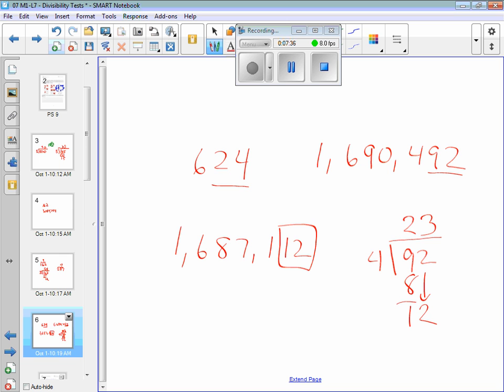It's a great little tool. The rule for 6 is that it has to work for both 2 and 3. If it works for 2 and it works for 3, it automatically will work for 6. If either one's missing, if it only works for 2 but not 3, or 3 and not 2, then that's a no for 6.